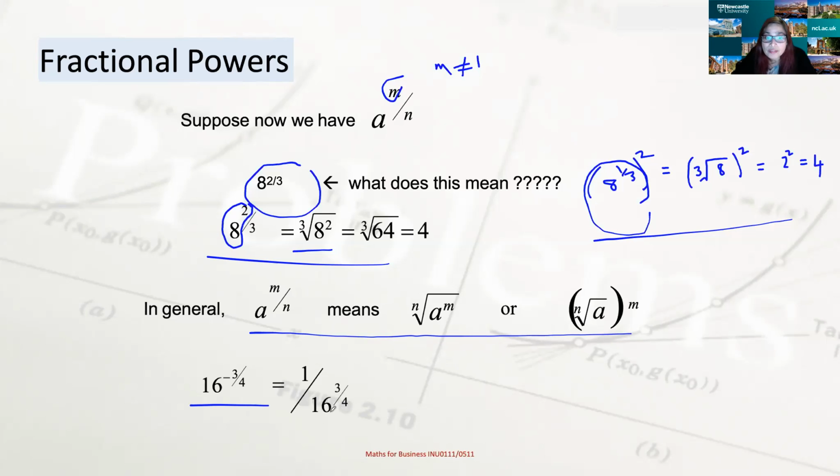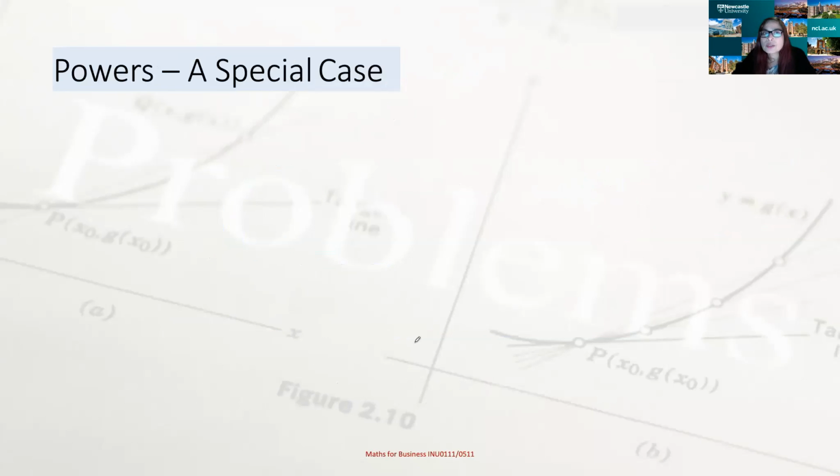Now you can find either the fourth root of 16 and cube it, or you can find the cube of 16 and find the fourth root. Either way is correct. So here, what have I done? I've taken the hard way. I have done the cube of 16 and then found the fourth root of 16 in the denominator. So this is a hard way. The easy way would be to find the fourth root of 16 and then cube it. So you can do it in either way.